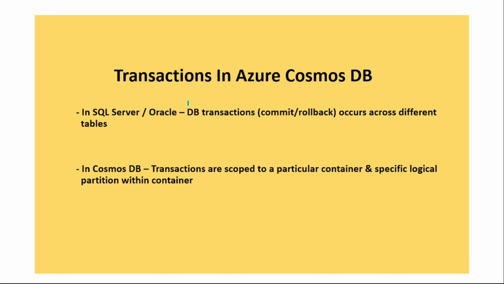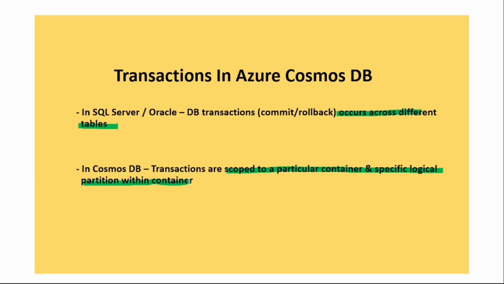Hello guys, in this video let's discuss transactions in Azure Cosmos DB. An important difference from SQL Server or Oracle, that is relational databases, is that in relational databases transactions occur across different tables, but in Azure Cosmos DB transactions are scoped to a particular container and a specific logical partition within that container.